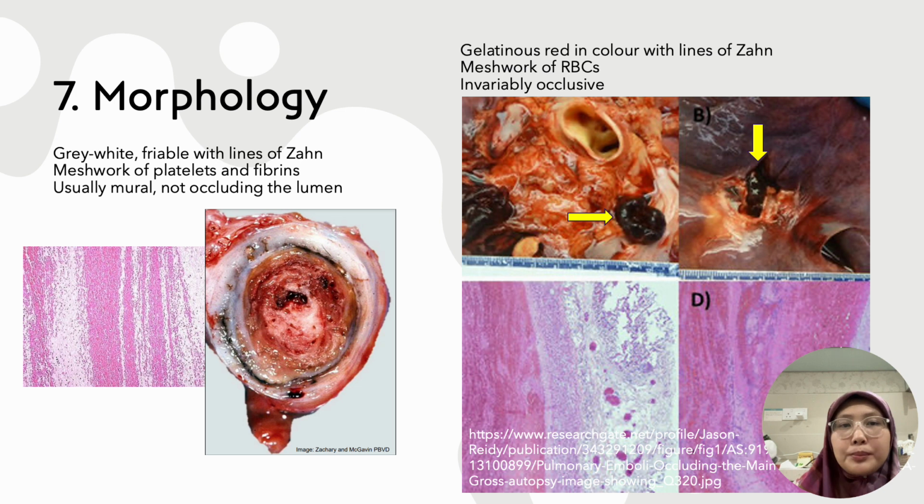While in venous thrombosis, you can see a gelatinous red color. Histologically, you can see the lines of Zahn. Even in the gross, you can see the lines of Zahn, but it is not as obvious as in arterial thrombosis. So this is the gelatinous red color for venous thrombosis, and you can see lines of Zahn, but more of a meshwork of red blood cells.